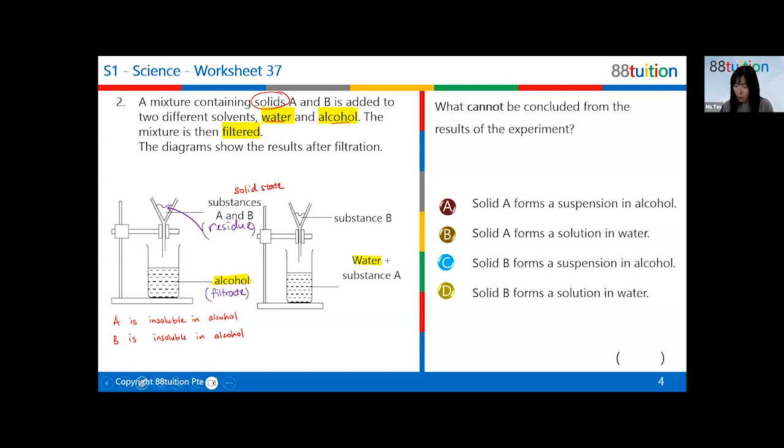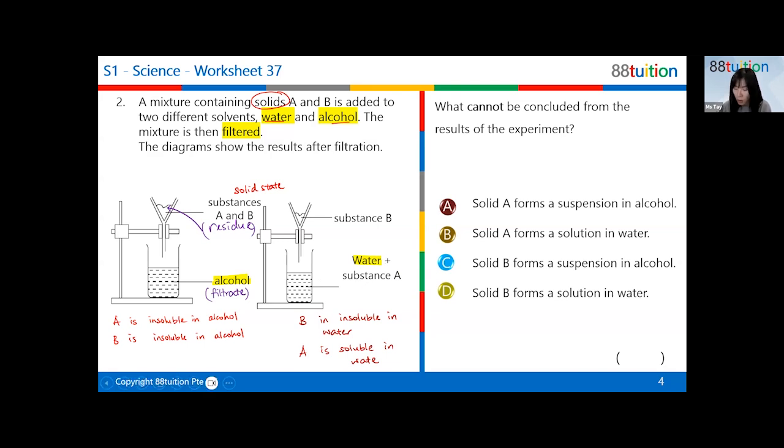Now, when I go to the next part, looking at substances A and B inside water, it seems like only substance B is insoluble. Insoluble in what? I want to be specific, so I must write down in water. Okay, B is insoluble in water. A actually is soluble. It dissolved in water. That's why I have water and substance A coming out as the filtrate.